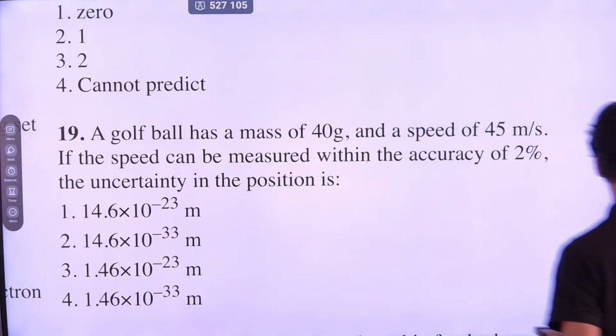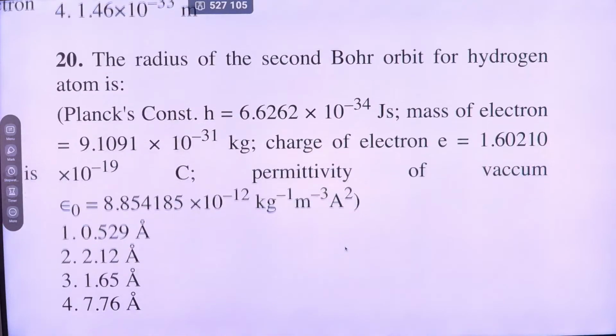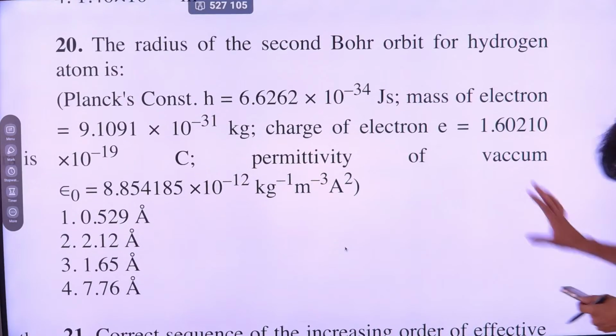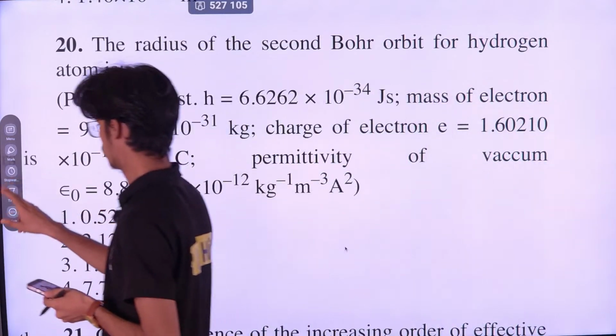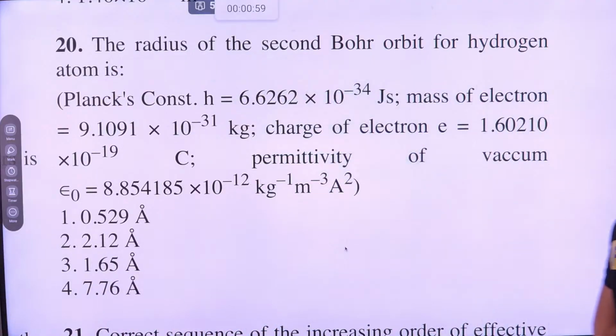Now let's go on to the next question. We are with the 19th question. Just bear with us, we have 10 more questions to go, excluding this one. So guys, do this question. It is asking you the radius of the second Bohr orbit for a hydrogen atom. So it is giving everything, and it is just asking you the radius for the second orbit for the hydrogen atom.